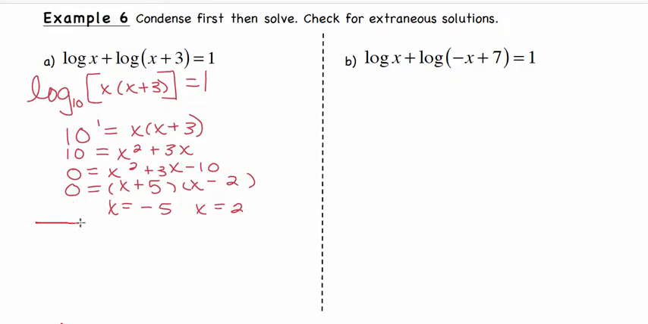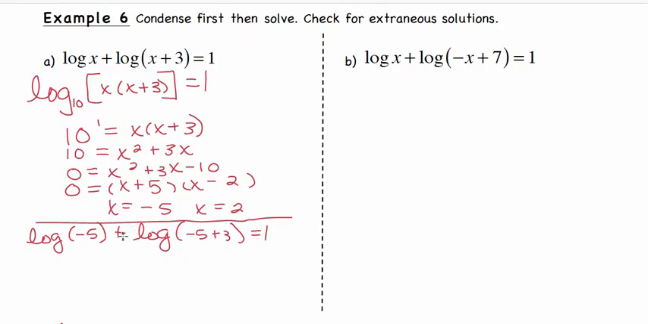So you're going to substitute in. Make sure you start by substituting into the original problem and then trying to clean it up. So we have log of negative 5 plus log of negative 5 plus 3 is equal to 1. And I fail already because you can't take the log of a negative, so the negative 5 is an extraneous solution. Then we can go ahead and test out the 2.